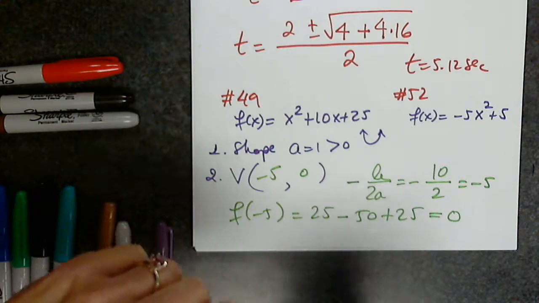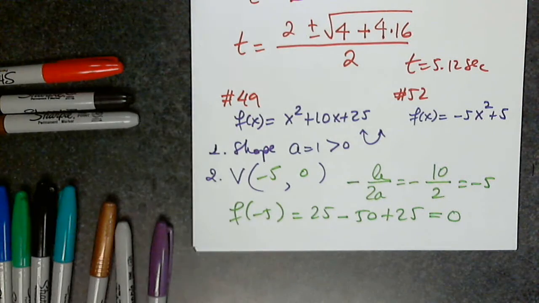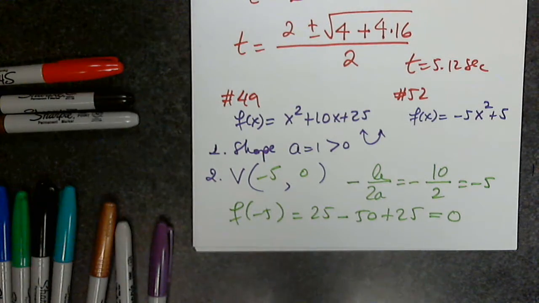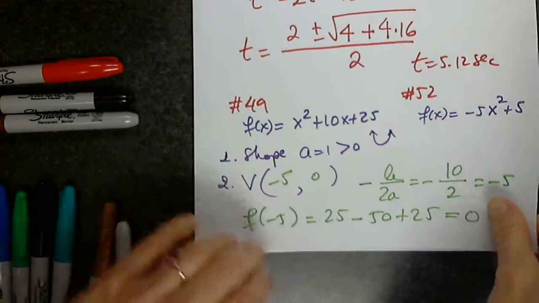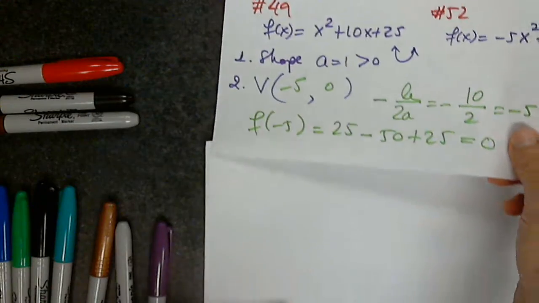What does that mean? Let's think for a moment. The function opens upward, and the minimum value is 0. So will I find other x-intercepts? No. This is the x-intercept, right? Which means the discriminant is 0. Exactly. We have only one solution, and that is also the vertex.